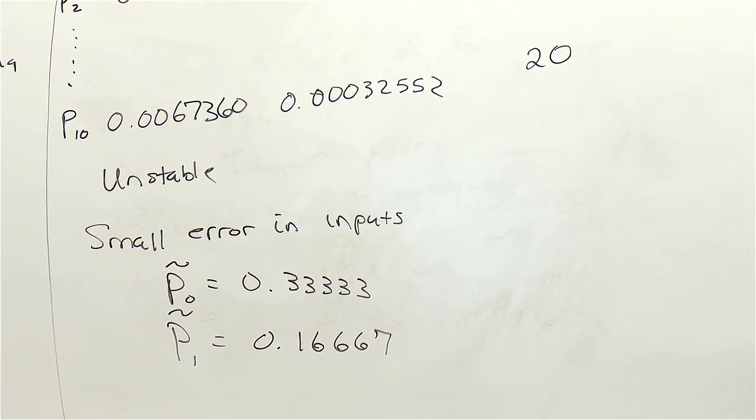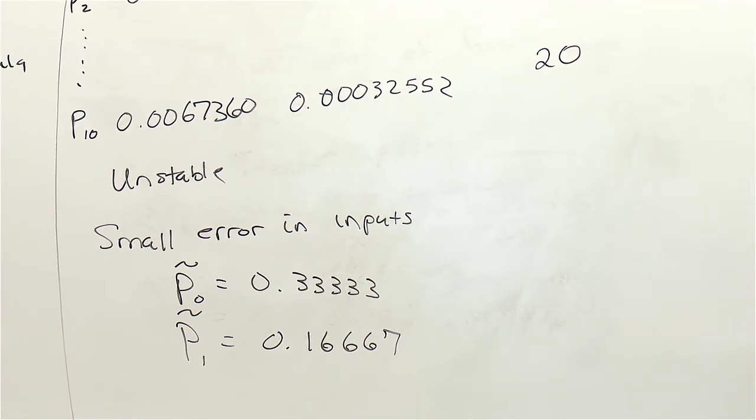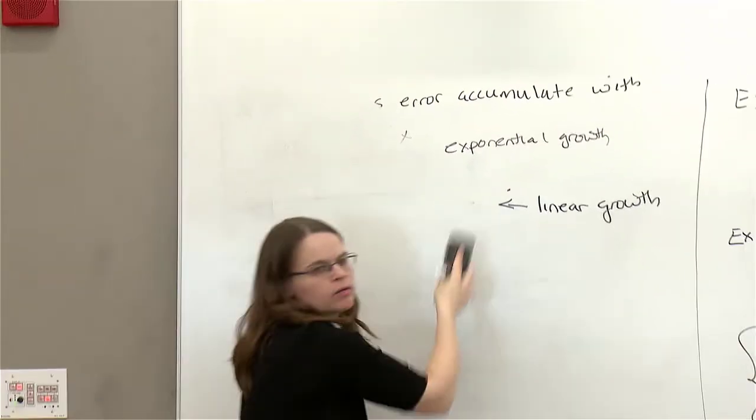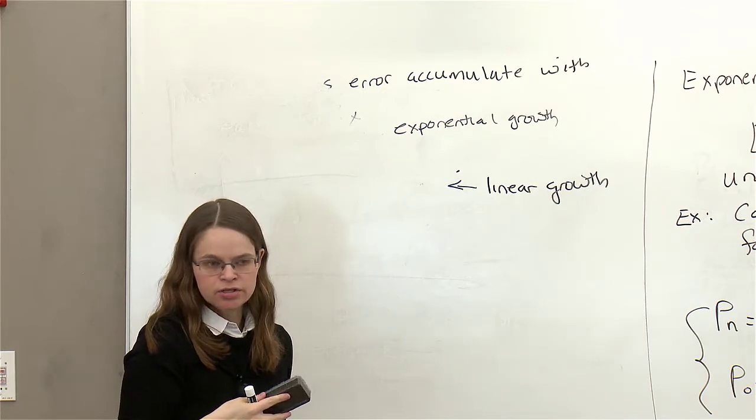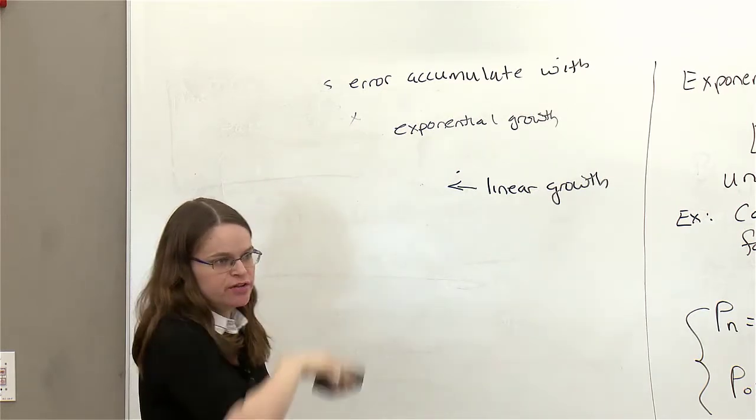So let's go back to our scheme and see what's going on. Why is this scheme somehow ill-conditioned? It's taking a tiny change in the data and leading to a very large change in the final output.